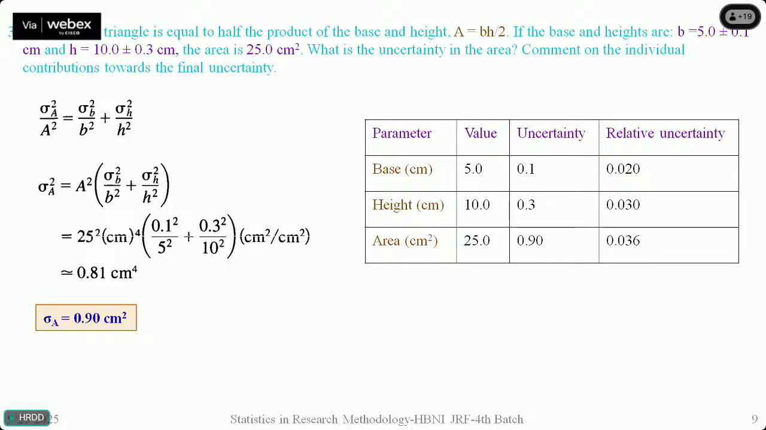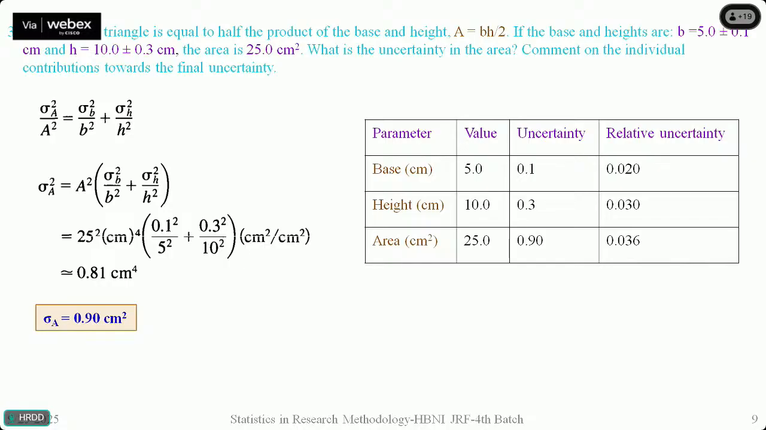So in this table, it is summarized. What is the uncertainty in the base? What is the uncertainty in the height? What is the absolute uncertainty in the area? From the measurement itself, we can say that the absolute uncertainty in height is bigger. It is 0.3, and the absolute uncertainty in the base is 0.1. 0.3 is 3 times higher than 0.1.